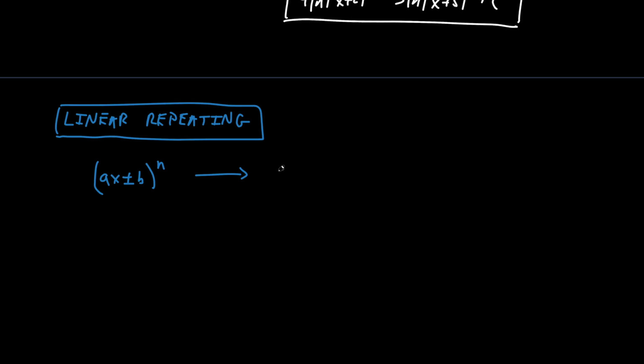This is going to decompose into still linear, so the constant up top, right, a constant coefficient a over ax plus or minus b.